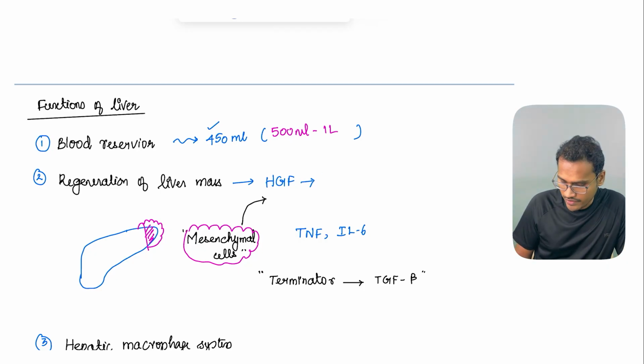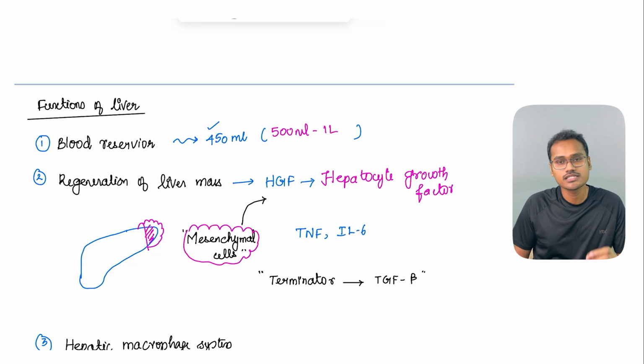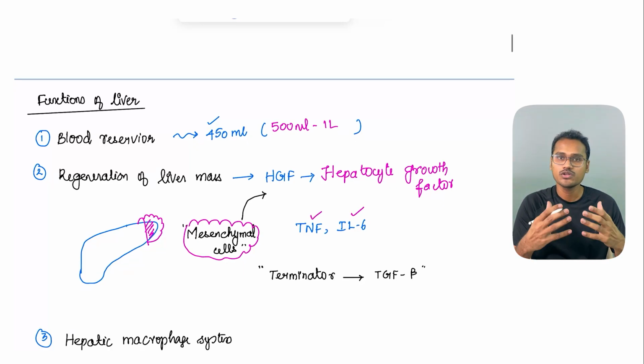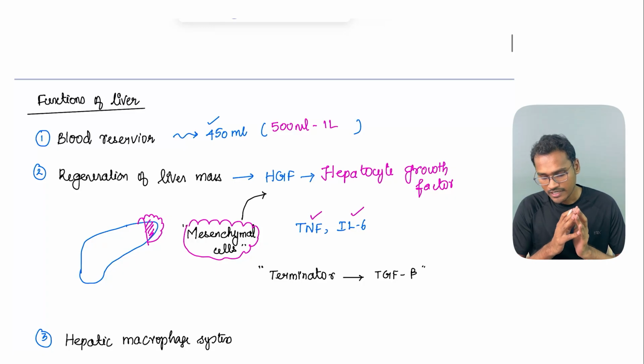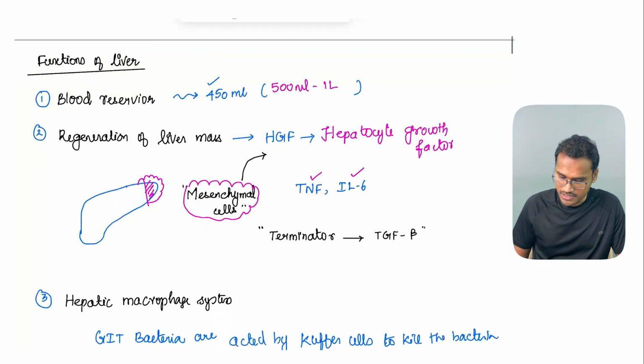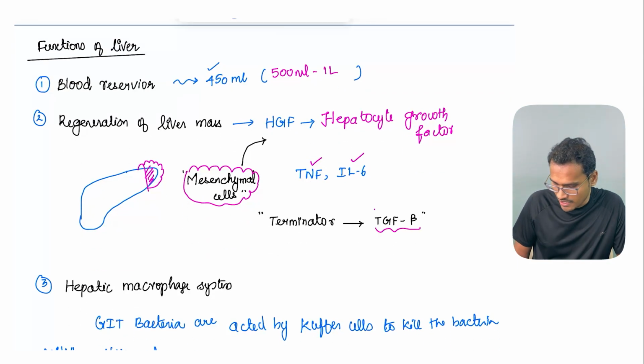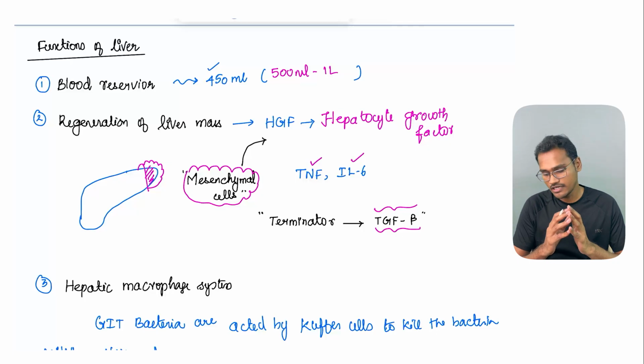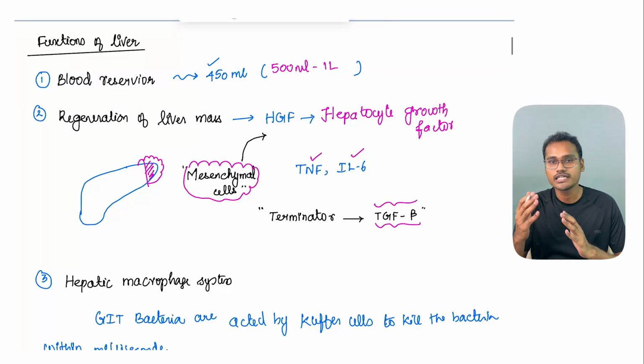And for that, one important factor is required, that is called hepatocyte growth factor. This factor is very, very important. And there are other factors like tumor necrosis factor and interleukin 6. They are also involved in liver regeneration. And they have observed that after a certain limit of size, it automatically terminates itself. And the termination is done by the transforming growth factor beta. How it works, still now it has not been identified. This transforming growth factor beta gives the signal for the termination of further regeneration.